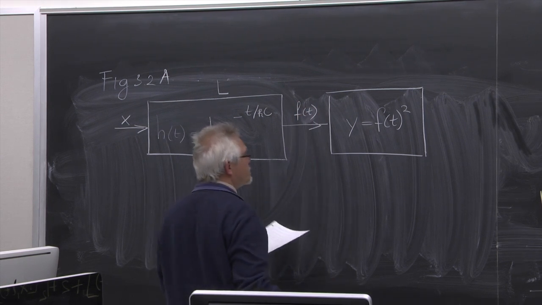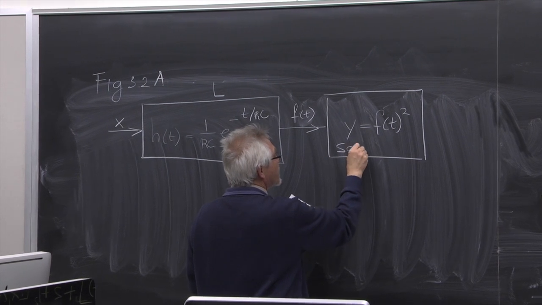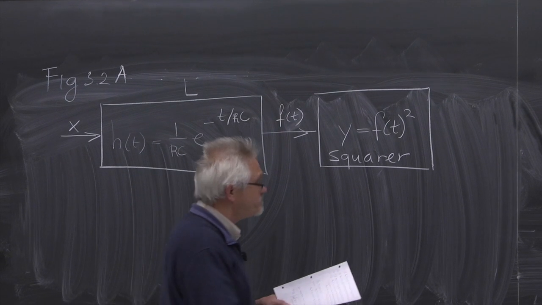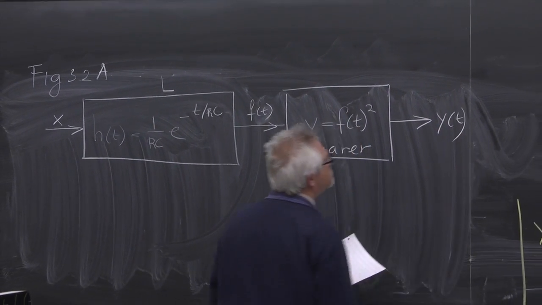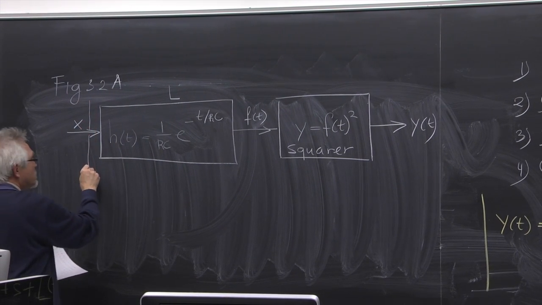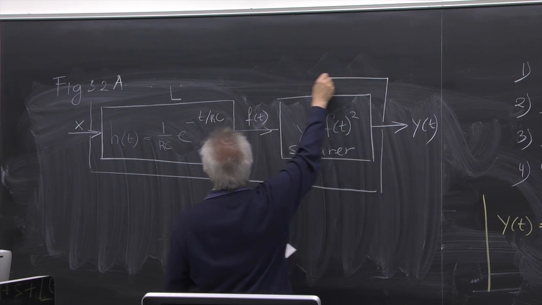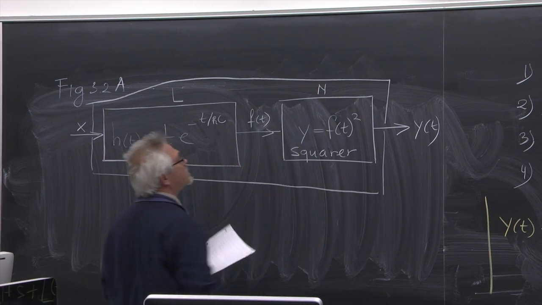I will call this thing FT then. And this is, in good English, a squarer, something that squares its input. And this as a whole, again, is the cascade. This is the nonlinear system.